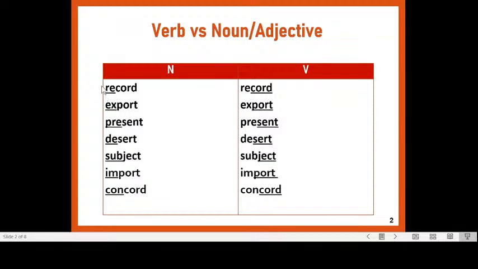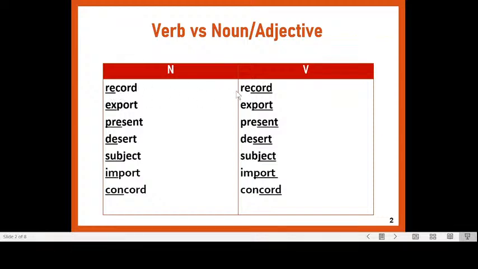So, stress is on the first syllable, and the second part of the word is very short, and it's unstressed, and it's lower than the first syllable. The first syllable is louder and it's stronger.